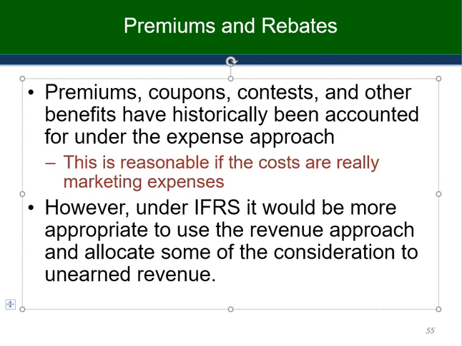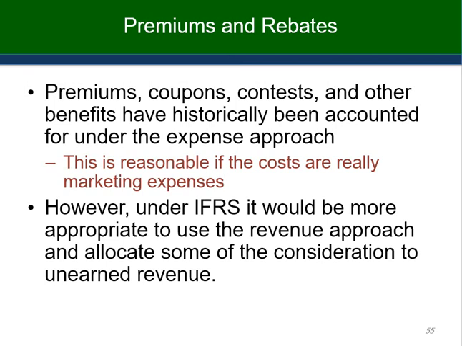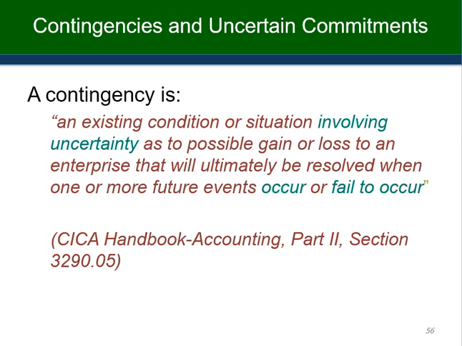Okay, finally, we're getting down to the end here. Contingencies and uncertainties. Contingencies and uncertain commitments. Now, the definition of a contingency is an existing condition or situation involving uncertainty as to possible gain or loss to an enterprise that will ultimately be resolved when one or more future events occur or fail to occur. So it's something that depends on a future event. There's uncertainty today with regard to the possible outcome. It could be a gain or it could be a loss.